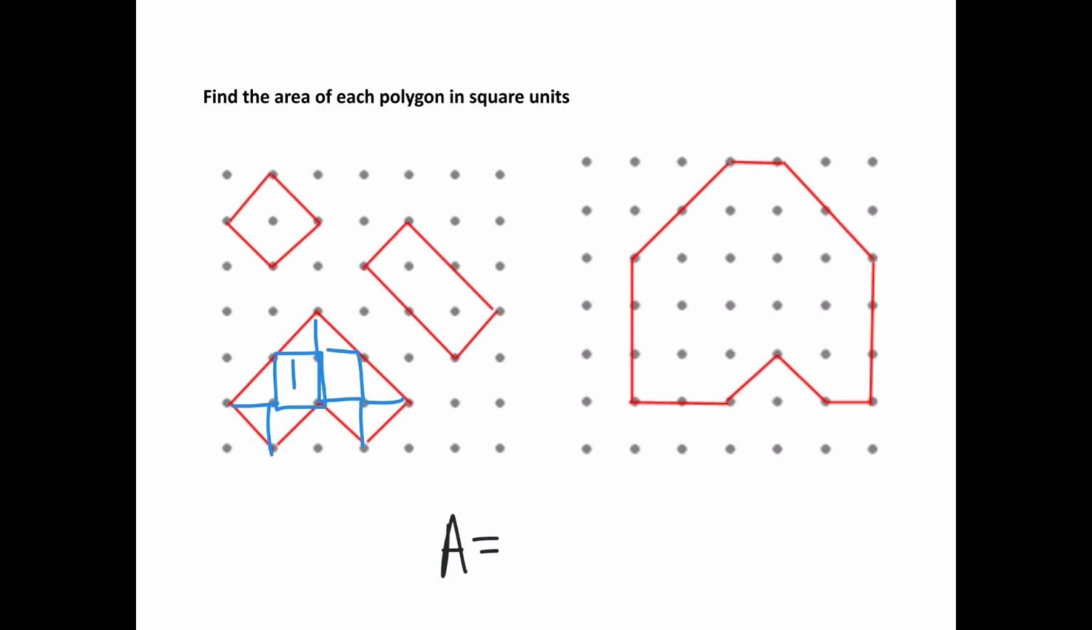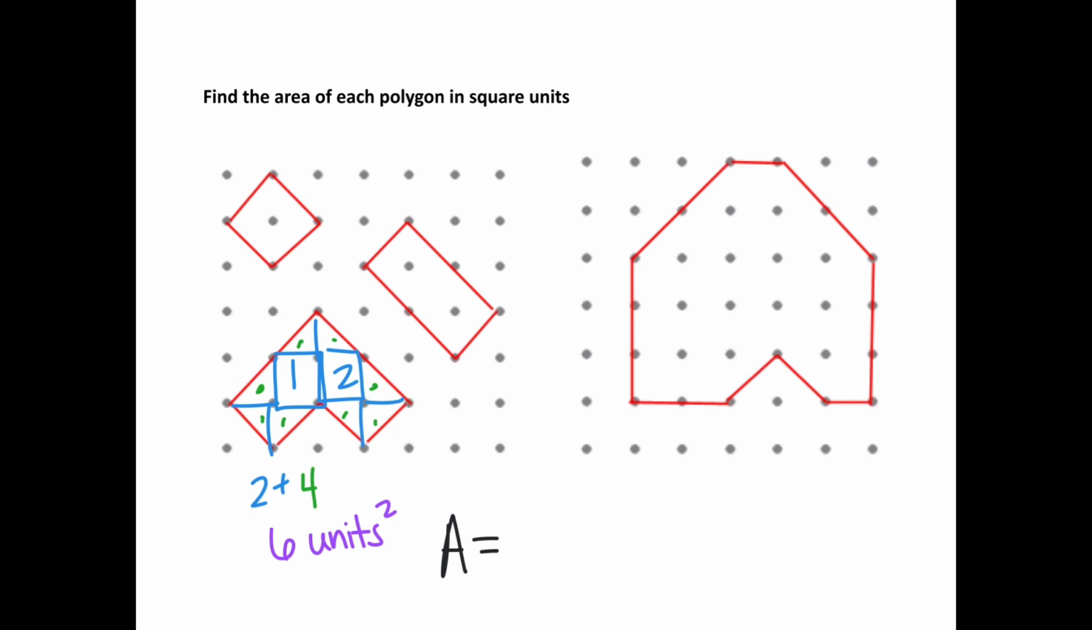Here's one whole square, then two whole squares, so two wholes, plus, counting by halves, and 1, and 2, and 3, and 4, plus 4 halves. So this particular shape ended up giving us 6 units squared.